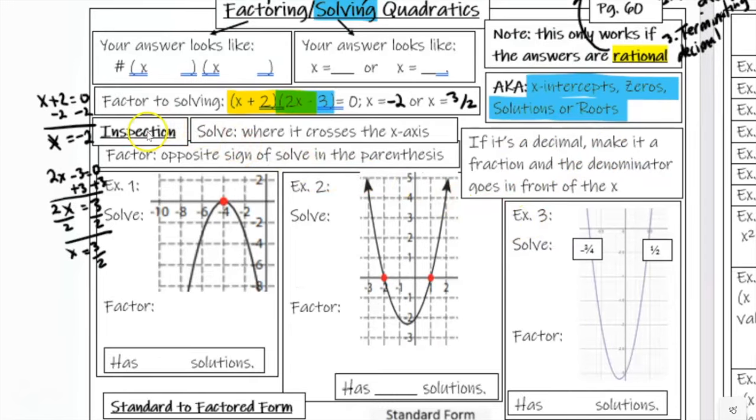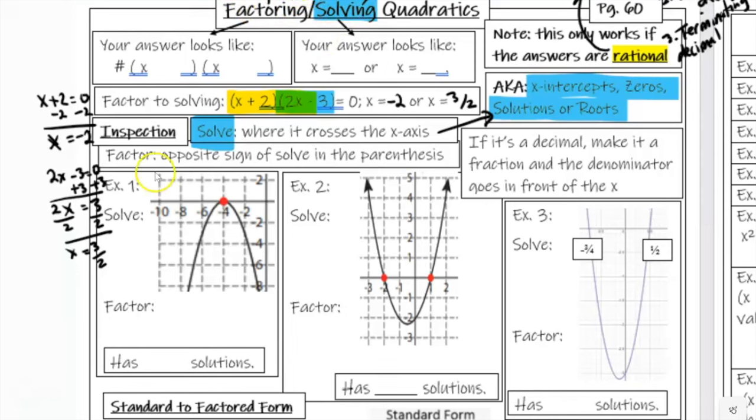All right. By inspection, that means if you're given a graph, can you tell me what factored form is? And can you tell me the solutions, the roots, the x-intercepts, the zeros? Okay, so let's do it. Solve is where it crosses the x-axis. 4 words for that: x-intercept, zeros, solutions, or roots. That's what solve means.